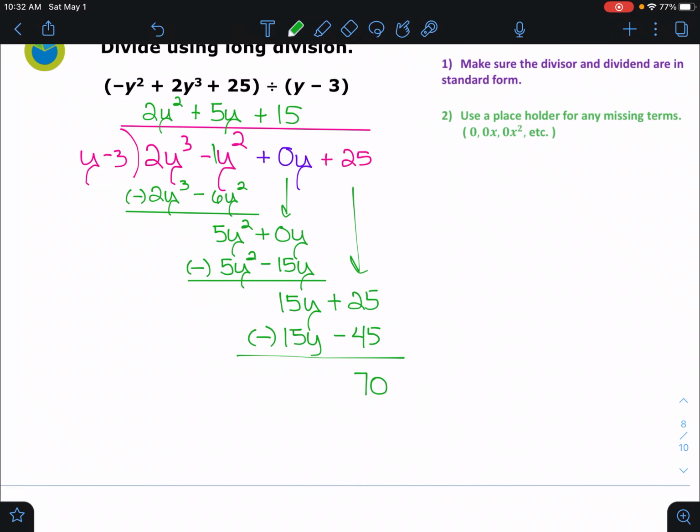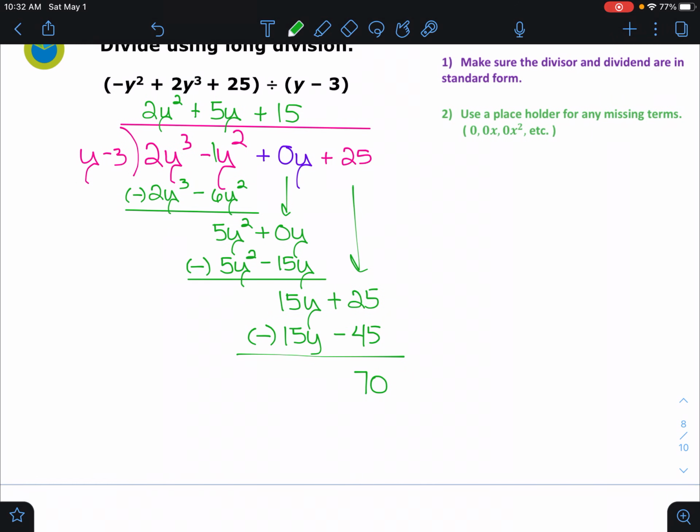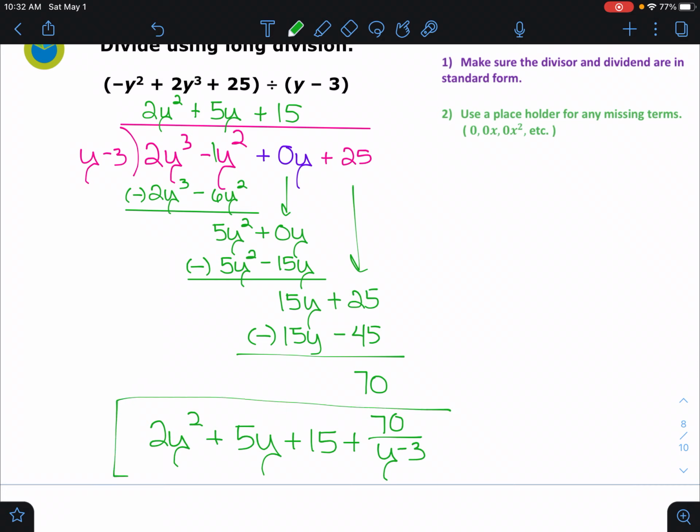Okay, so this is now pretty much my answer. I'm going to write 2y squared plus 5y plus 15. And now I'm going to put that plus sign. And then my remainder is 70. That goes over my divisor, which is y minus 3. This is my answer. We've just divided two polynomials using long division a couple of times.